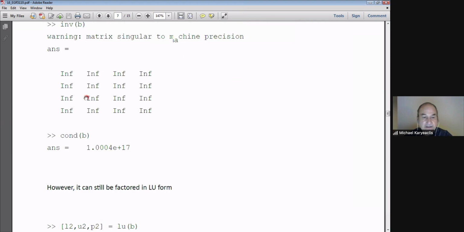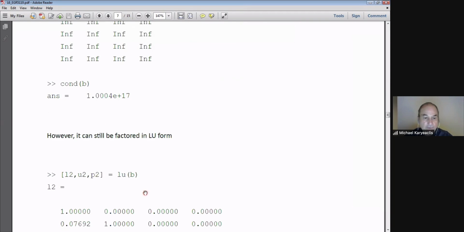Now, having said this, it can still be factored into LU form. Trying to solve the problem AX equals B might give you difficulties if B is in the wrong place. But on the other hand, the decomposition can be performed just as easily. And sometimes you're only interested in the determinant for some reason or another, and then you can pick it up from this decomposition, which is pretty straightforward.